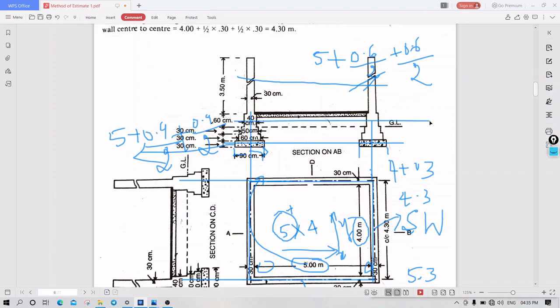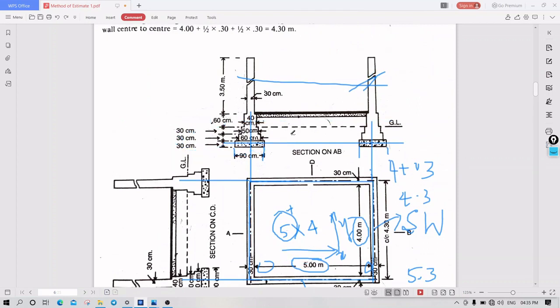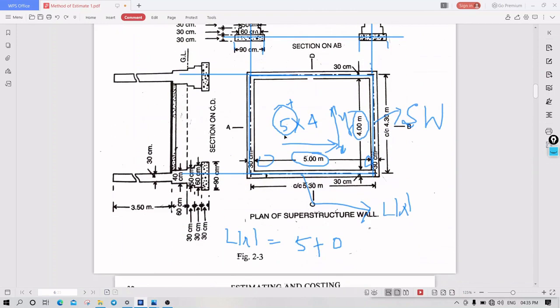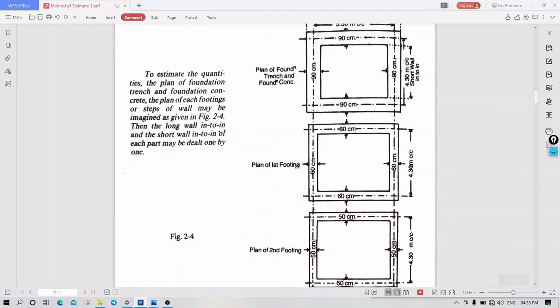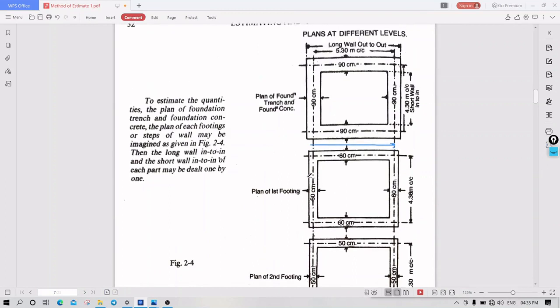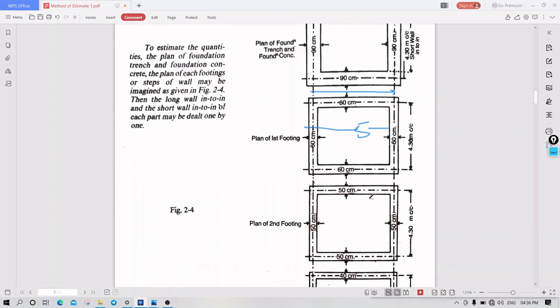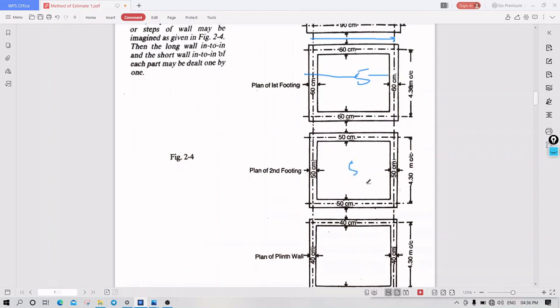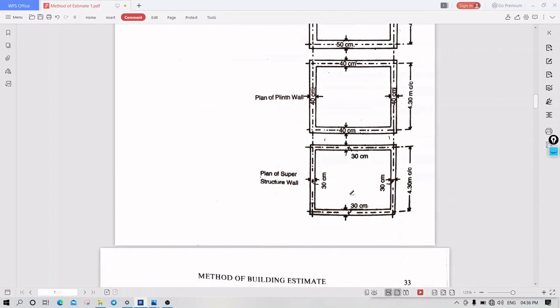If you come to plinth level, what would it be? 5 plus 0.4 by 2 plus 0.4 by 2. This is the way we calculate the center line of any figure. So the plan of the first footing: this is the center line, 5.30, or 5 plus 0.6 by 2 plus 0.6 by 2. You can take it either way; the distance will not change.